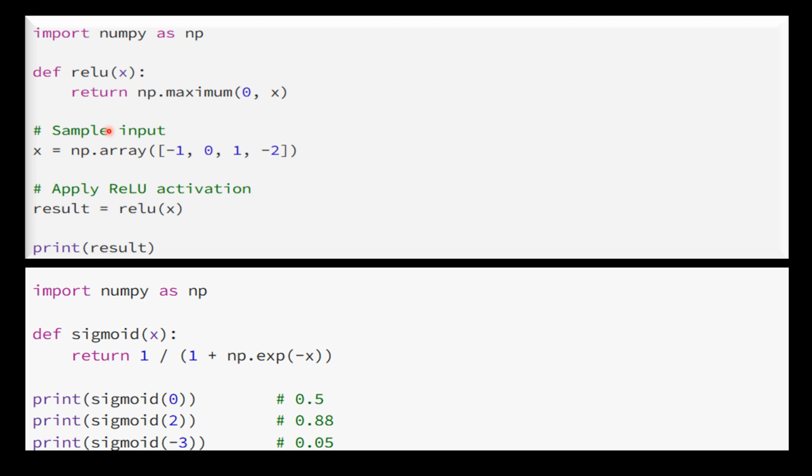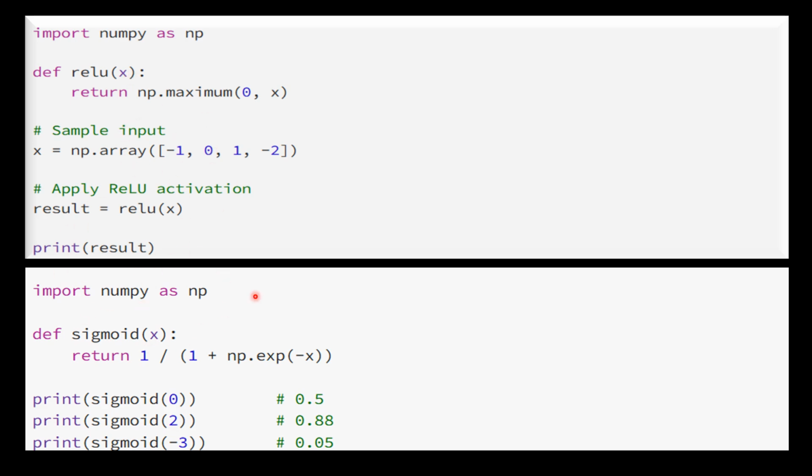Now this ReLU or the rectified linear unit function outputs the input if it is positive, otherwise it returns zero. It is computationally efficient and helps avoid the vanishing gradient problem. So this code snippet defines a function called ReLU in Python, which calculates the rectified linear unit activation of a given input X. ReLU is a popular activation function in deep learning that sets all negative values to zero and leaves the positive values unchanged. And this code then generates an array of input values X, applies the ReLU activation function to these values and stores the result in the result array. And finally, the code prints the resulting array.